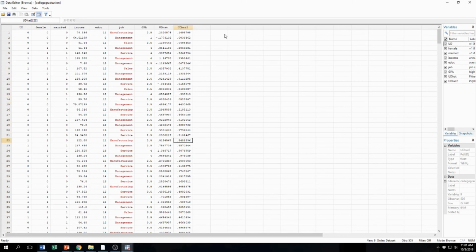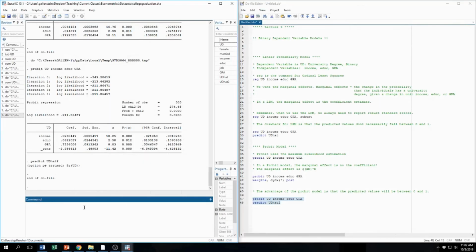And so UD hat 2, the predicted value from the Probit model, is a more realistic and therefore probably more reliable generator of predicted probabilities. This is a more reliable predicted probability than the one we get from the linear probability model. Okay, and we can summarize these results here. Let's do sum UD hat 2.